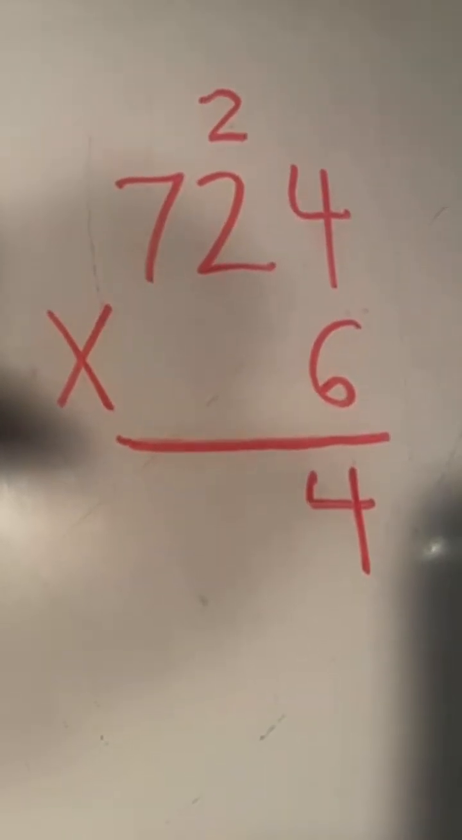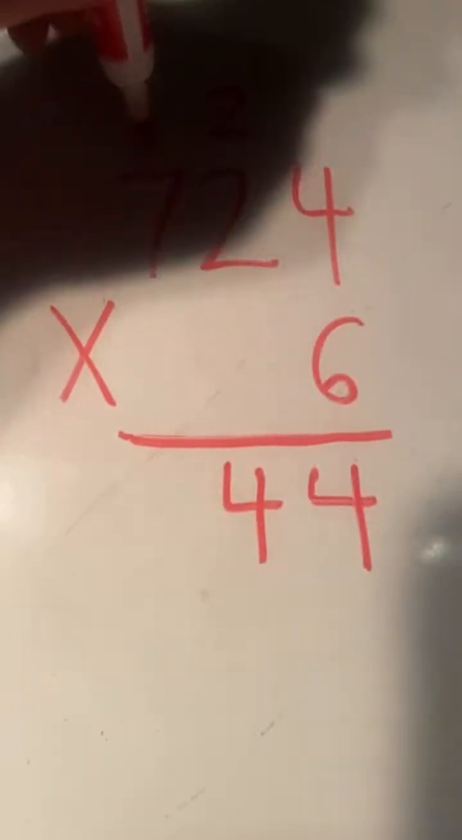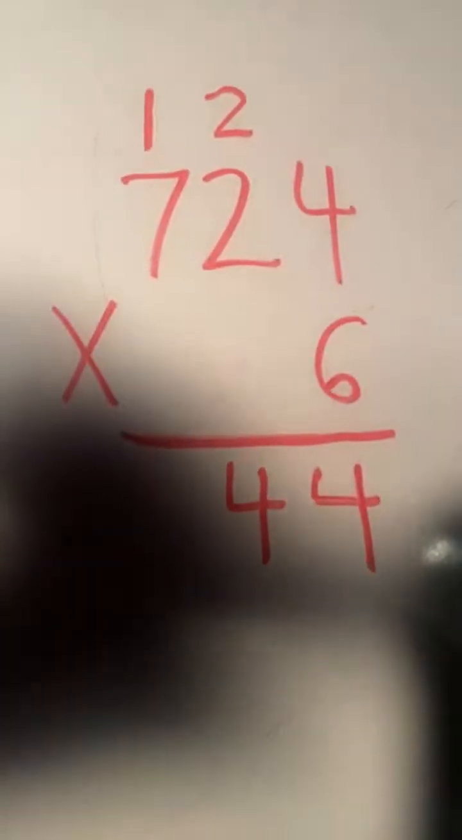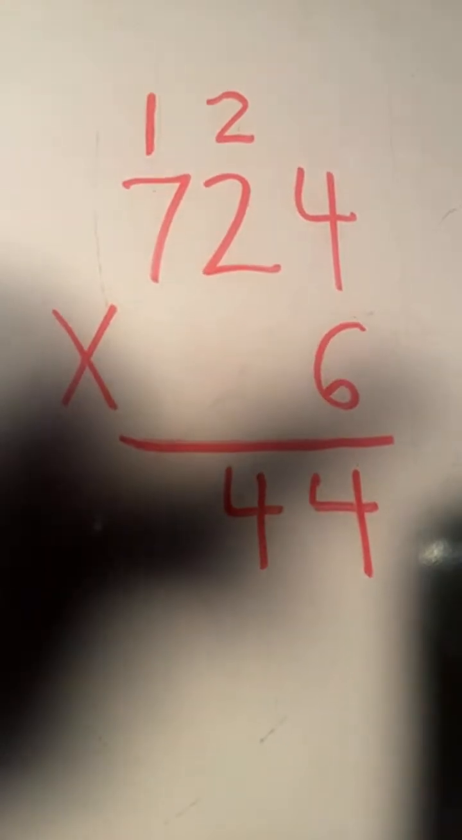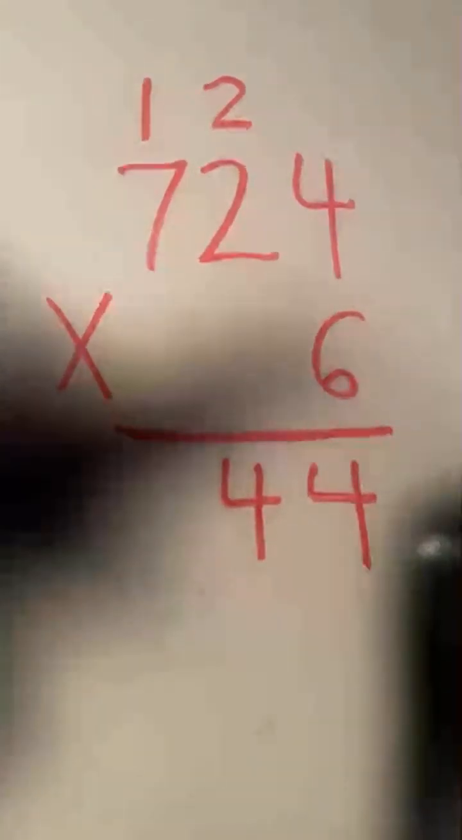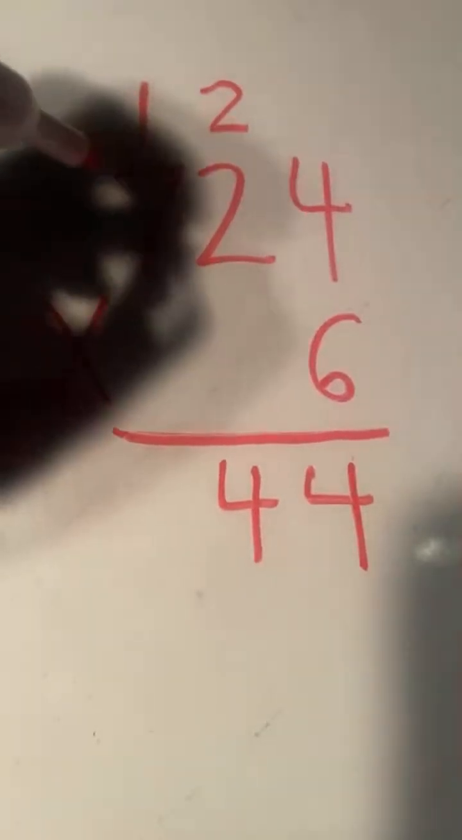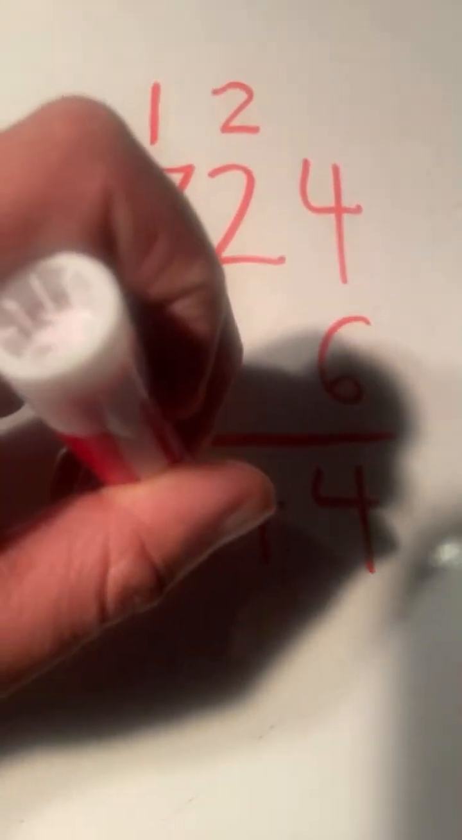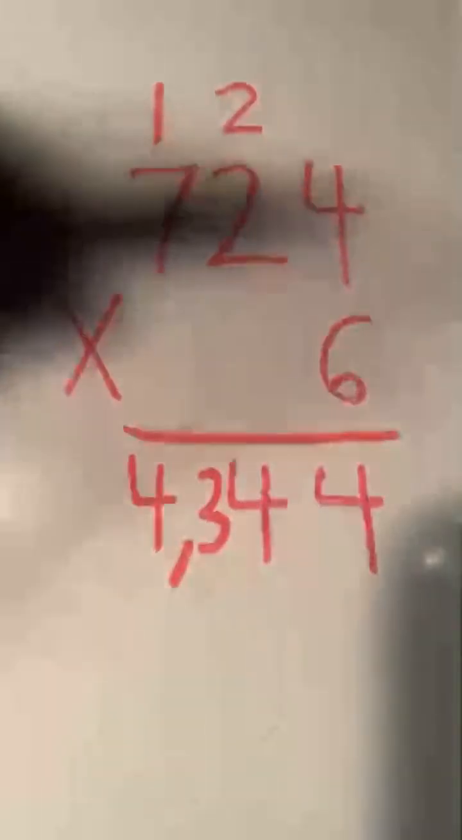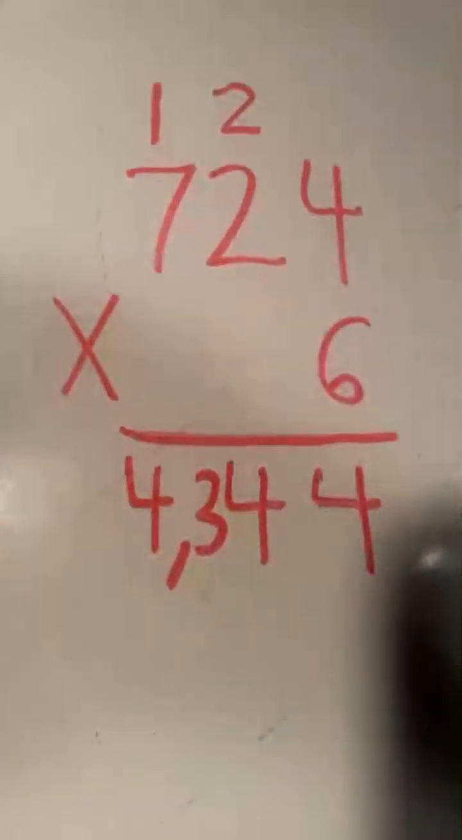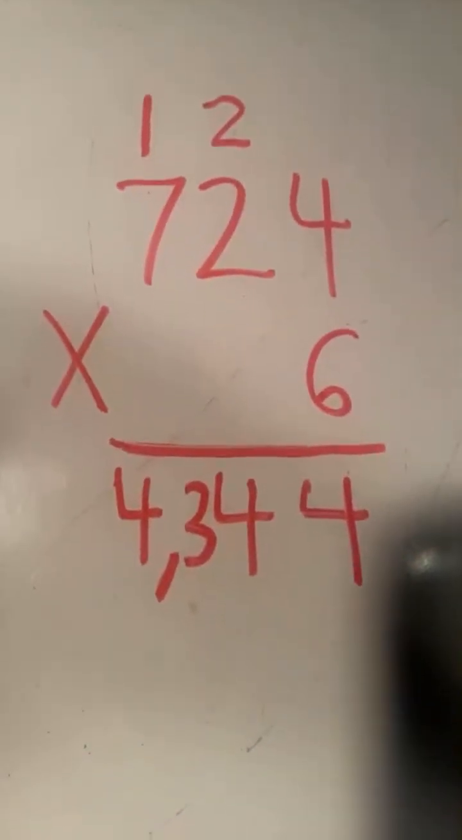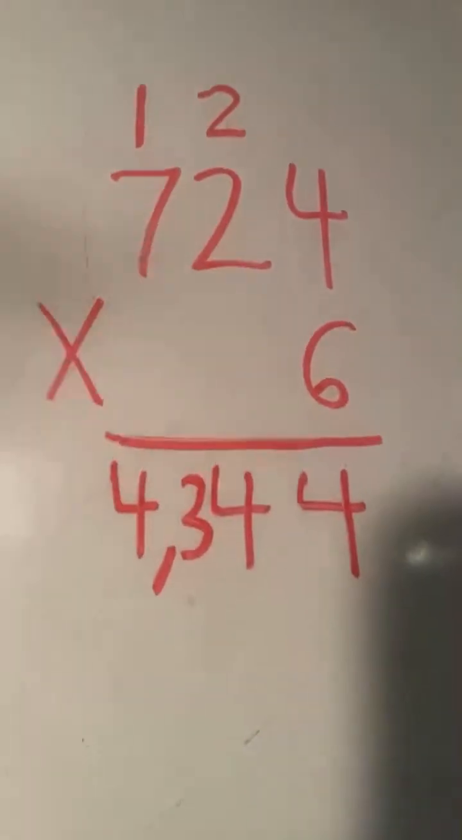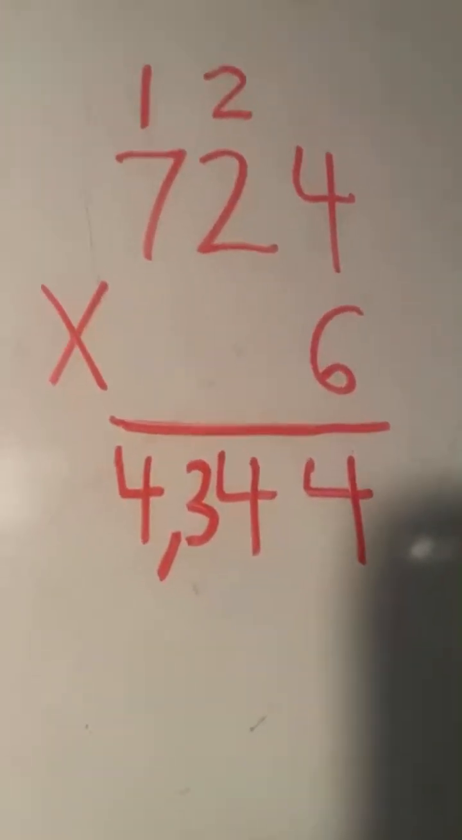2 times 6 equals 12, plus 2 equals 14. So the 4 in 14 goes in the tens place. The 1 gets carried over to the hundreds place. 7 times 6 equals 42, plus 1 equals 43. And we have our final answer. 724 times 6 equals 4,344.